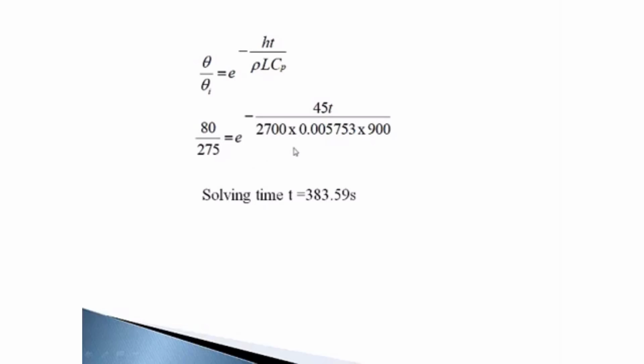Substituting and solving, we get the time as 383.59 seconds. So it requires 383.59 seconds to attain a temperature of 95 degrees centigrade from an initial temperature of 290 degrees centigrade. To reach 95 degrees centigrade, it requires 383.59 seconds.